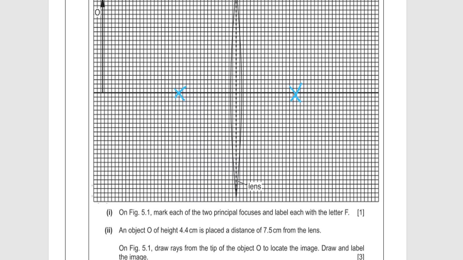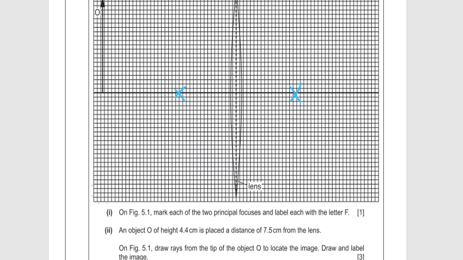You're then told an object O. Here's the object O up here, of height 4.4 centimeters. It's placed 7.5 centimeters from the lens. Now it says it's drawn to full scale. So if you measure this, this should be 4.4 centimeters. And this distance should be 7.5 centimeters. You may find it slightly different because of printing, but it shouldn't be.